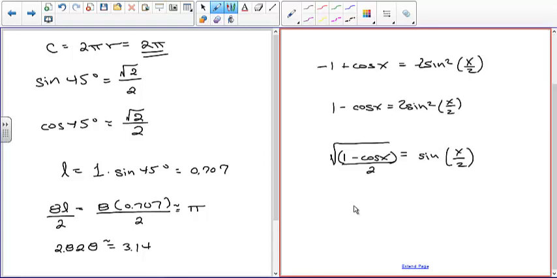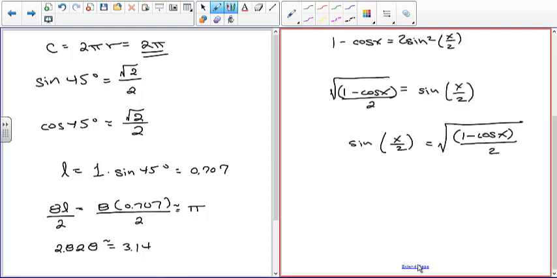So let's just rewrite it. The sine of x over 2 is equal to the square root of 1 minus cosine of x divided by 2. So let's try that for our particular case. What we want is the sine of 22.5 degrees, and that's going to be equal to the square root of 1 minus the cosine of 45 degrees divided by 2.